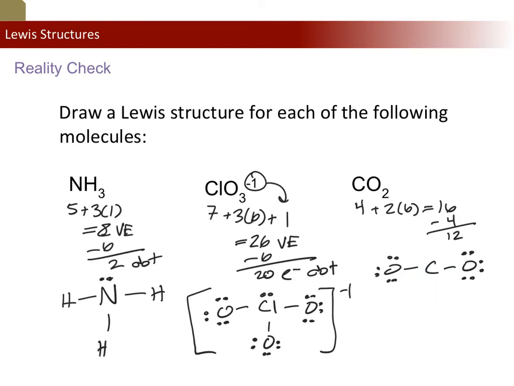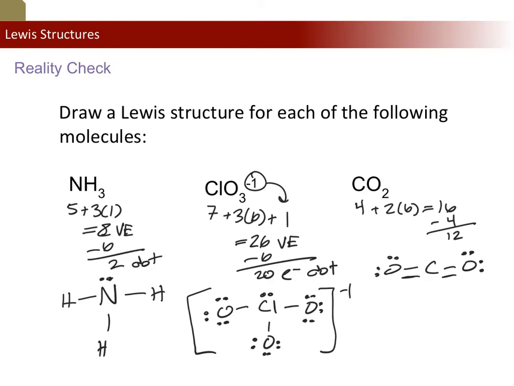And so what I need to do is actually take a pair of electrons from the outside and make a double bond to the central atom with it. And then I can do the same thing on both sides and take another pair of electrons off the other side and make a double bond to the central atom.